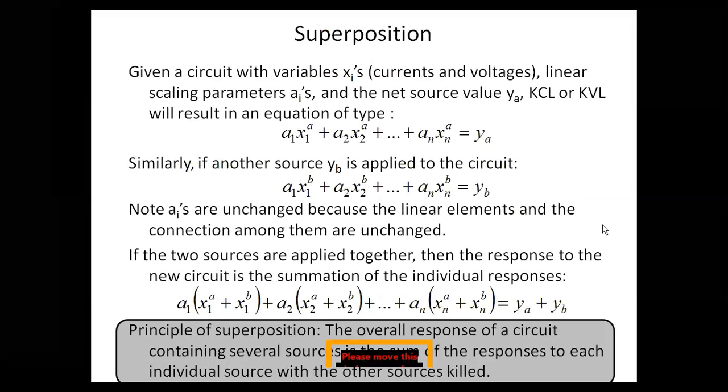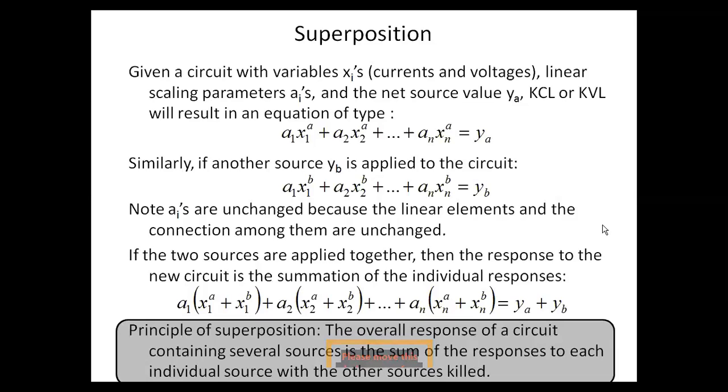Let's say we have a circuit with certain variables. Those variables can be either currents or voltages or probably a couple of other variables. And let's say the circuit also has linear scaling parameters such as A_i, where i could represent iteration numbers like 1, 2, 3, 4, 5 up to the maximum number that we can have, or a series of numbers. And most certainly those would be coefficients of the variables, or the coefficients of currents and voltages as the variables we have in the circuit. In many cases, the A's would be constants.